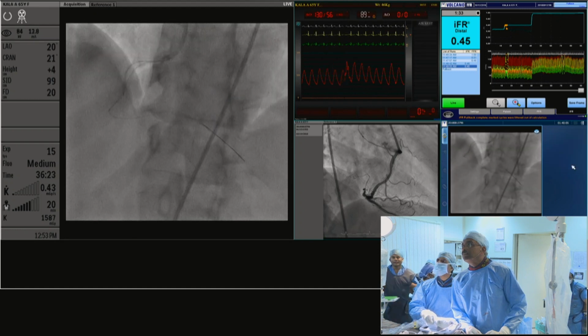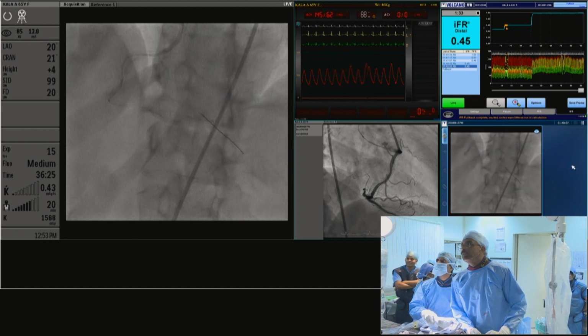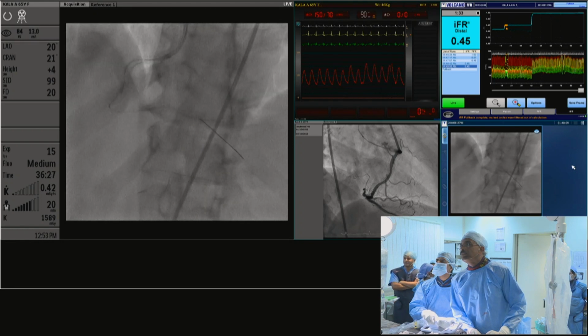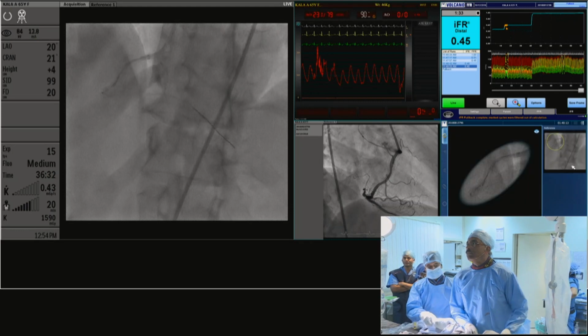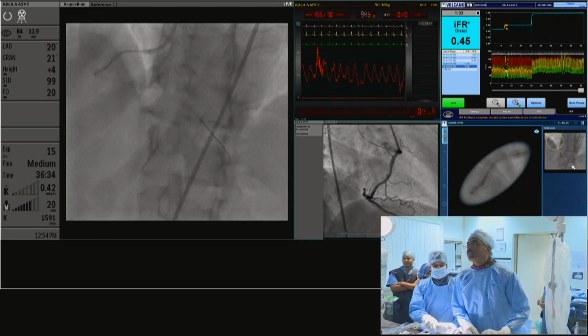Sayan, do you have a comment? Yeah, a very interesting discussion. What we've got here is information from physiology telling us where the problem is, but we've also got a problem with the mechanics of intervention.